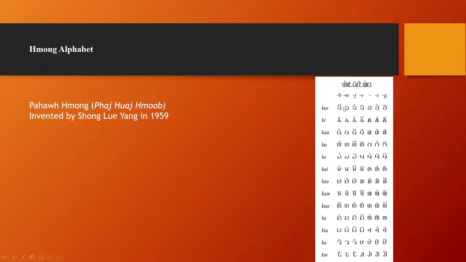And these are the characters. If I were to tell you honestly, I cannot read that. And to be told truthfully, we don't use this alphabet anymore. It's pretty much a dead alphabet.